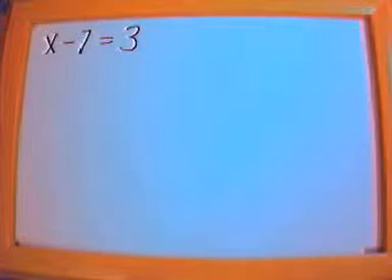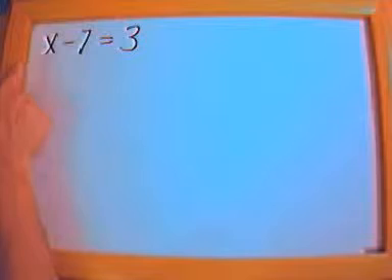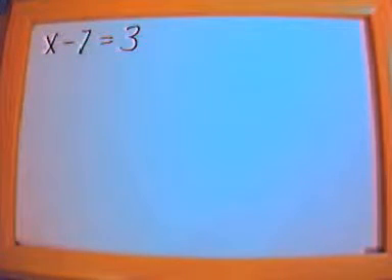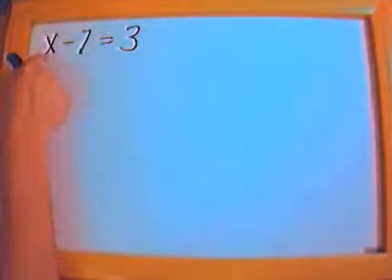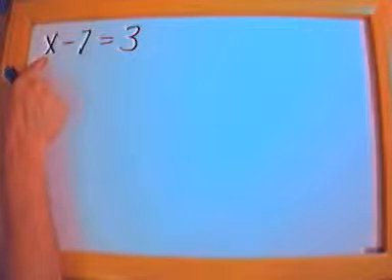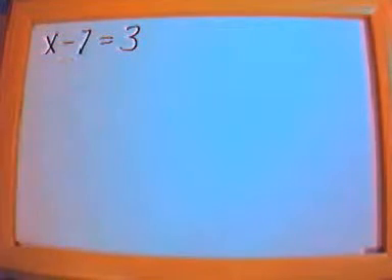Now let's just talk about this for a minute. That's an equation. We know it's an equation because it has an equal sign. And what it's saying is, of all the numbers in the universe, negative infinity all the way to positive infinity, and all numbers in between, only one will satisfy this equation. So that when I put that one number in this placeholder of x and I subtract 7 from it, it will equal 3. Okay?